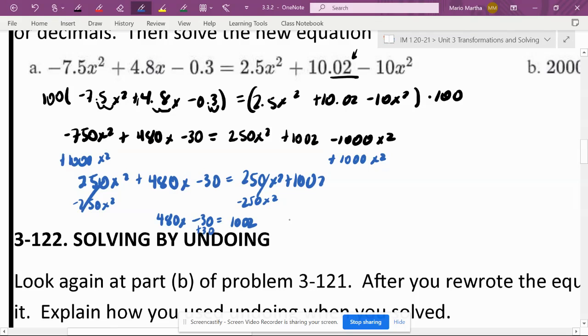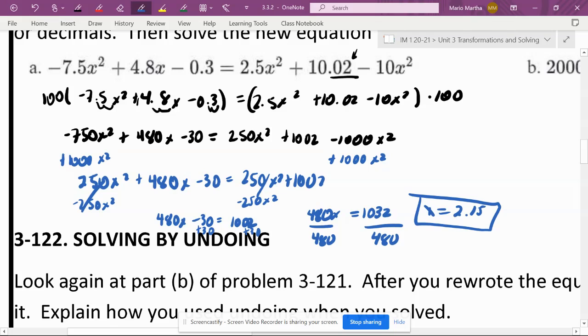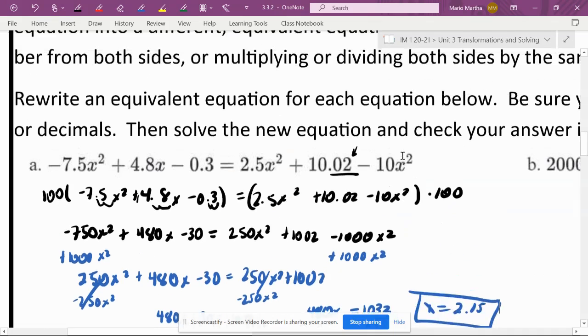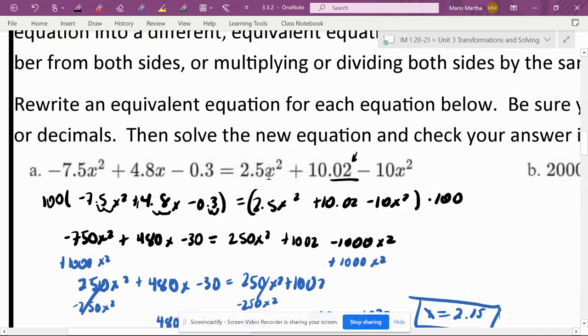So add 30 to both sides. We're going to end up with 480x equals 1032. Divide both sides by 480. And that gives us a total of x equals 2.15. And again, you want to check it, make sure that your answer is correct by substituting back into the original equation, right, which is this one. Make sure you guys do the check. I'm just not going to do it just to save some time.